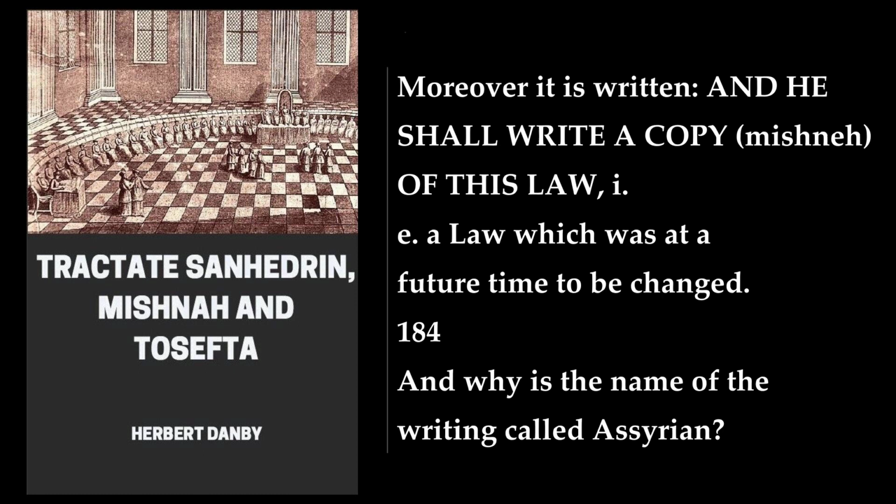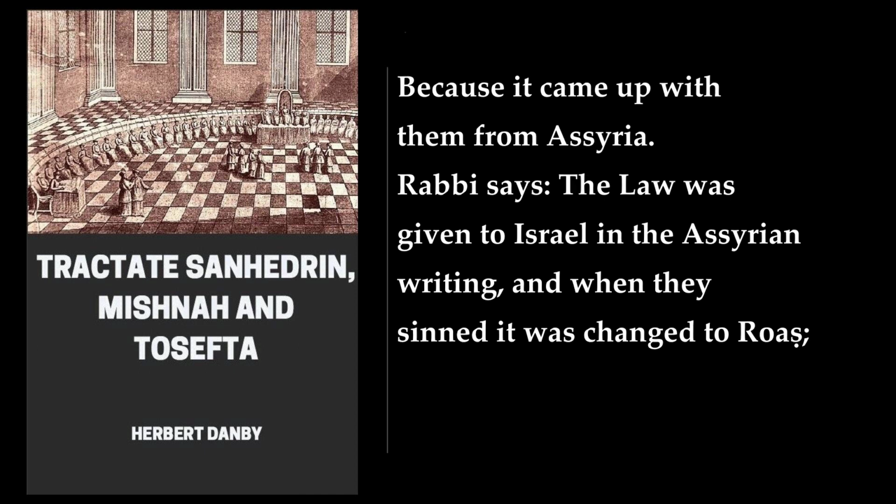Moreover it is written, and he shall write a copy, Mishnah, of this law, i.e. the law which was at a future time to be changed. 184. And why is the name of the writing called Assyrian? Because it came up with them from Assyria.